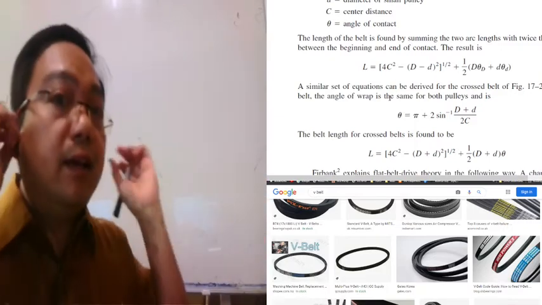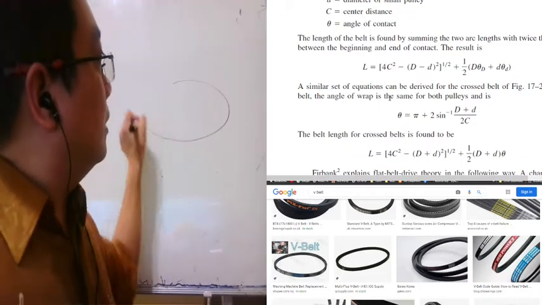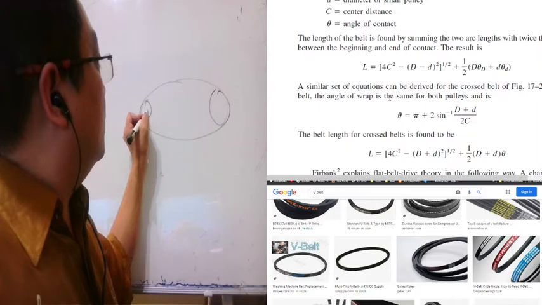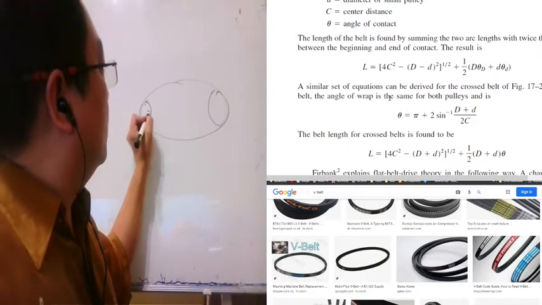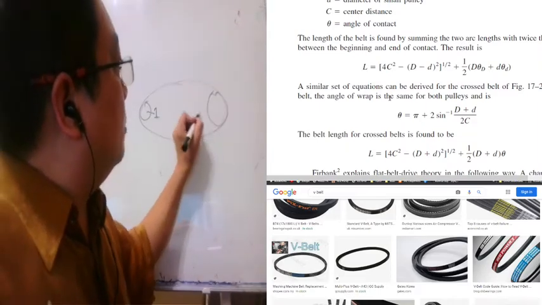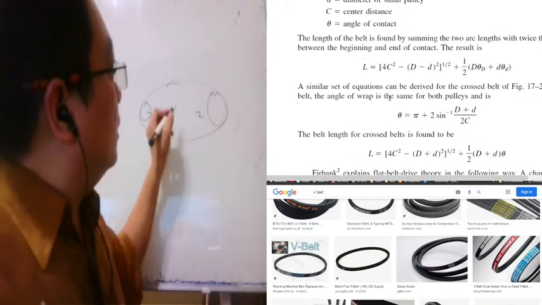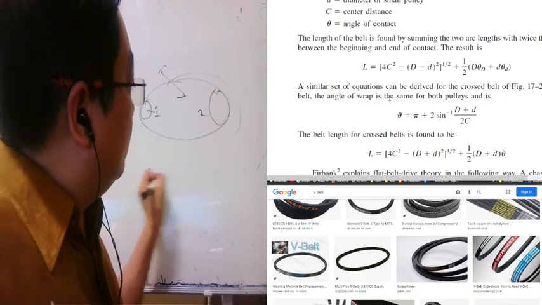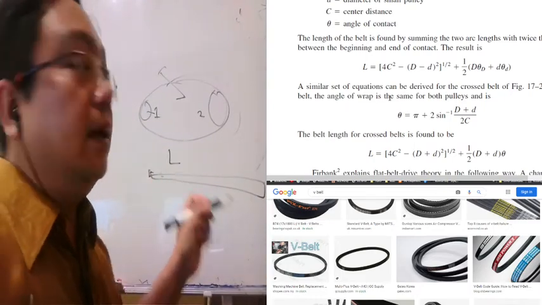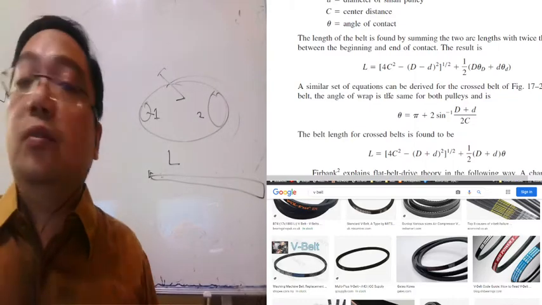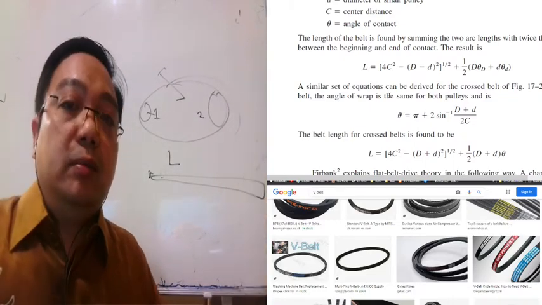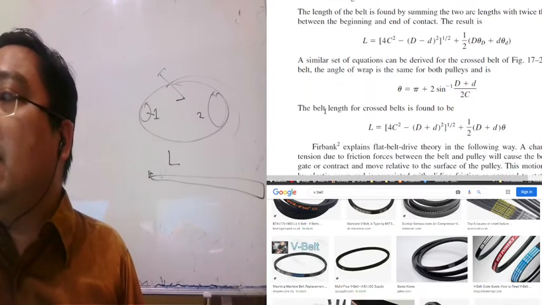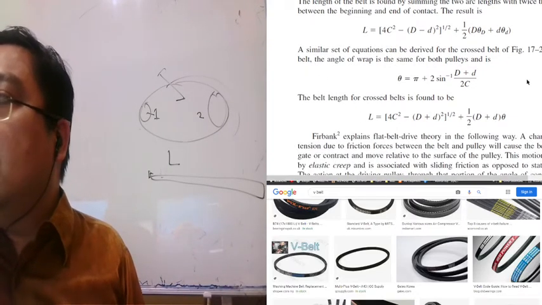L is the length of the belt, meaning the belt connected by the pulleys. This is pulley 1 and pulley number 2, and the length of the belt, if you cut it open, this is the length of the belt, L. So you have the required length for the belt. A similar set of equations can be derived for the cross belt in figure 17.2b.